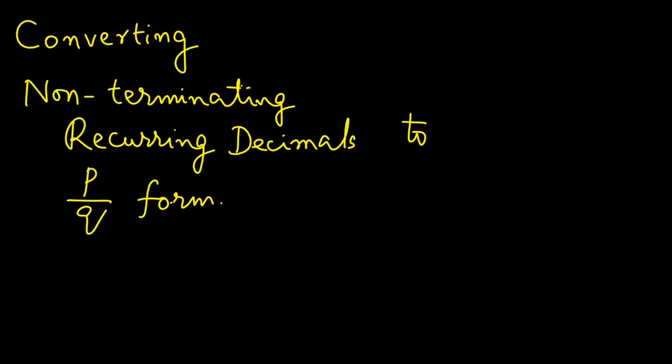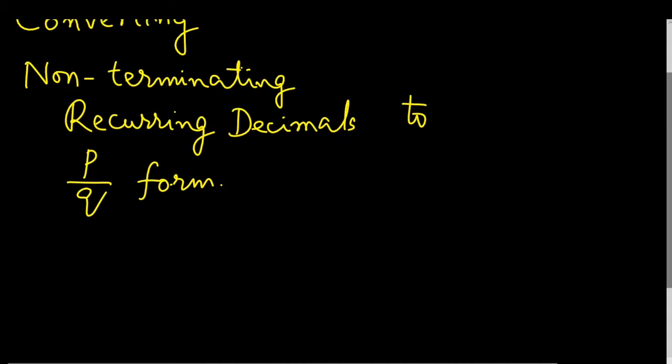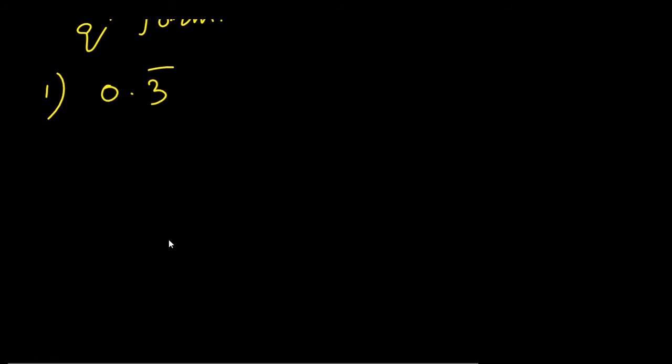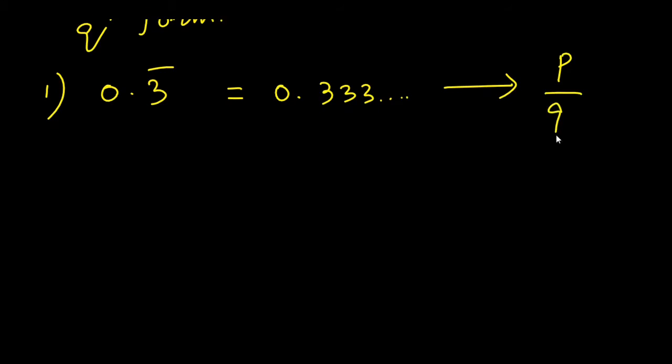In this video, let us see how to convert non-terminating recurring decimals to P by Q form. Let us take some examples and see. 0.3 bar. That means 0.3333 is getting repeated. How can we convert this into P by Q form? We want to convert it into P by Q form.